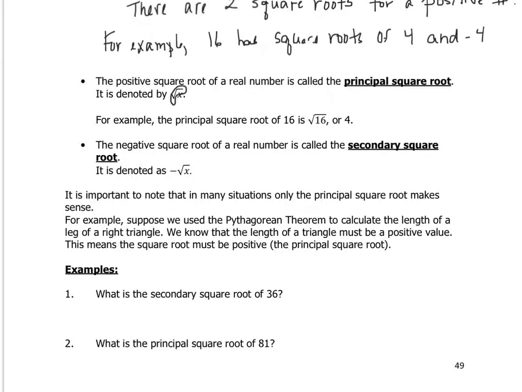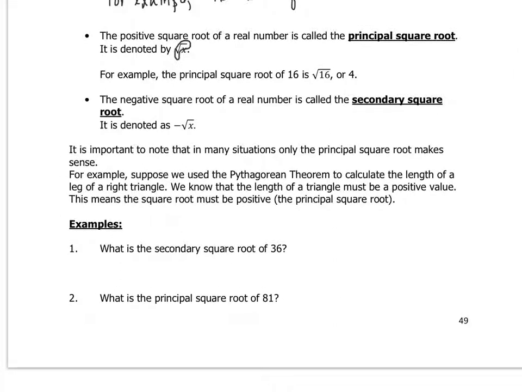All right, so let's try a couple of these questions. First one, what is the secondary square root of 36? So when it's a secondary square root, we're looking for the negative square root. So that would be the -6, because -6 times -6 will give you 36. And what's the principal square root of 81? Principal would be the positive square root, so that would be 9, since 9 times 9 is 81.